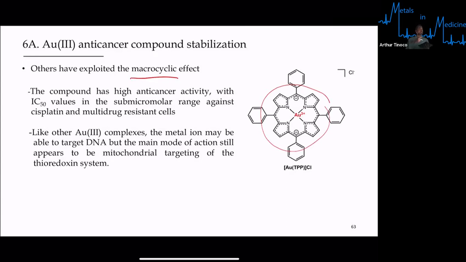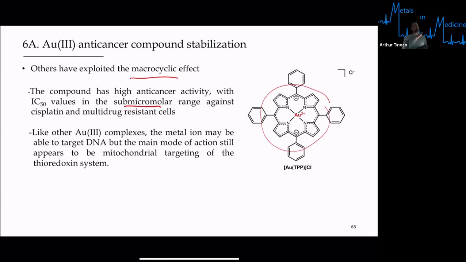The one that I have represented here has relatively high anti-cancer activity, with reported IC50 values in the sub-micromolar concentration range. When we're talking about sub-micromolar, we're talking about high nanomolar IC50 values. And this has been observed against cisplatin-resistant cells and cells that are also known to be multi-drug resistant.